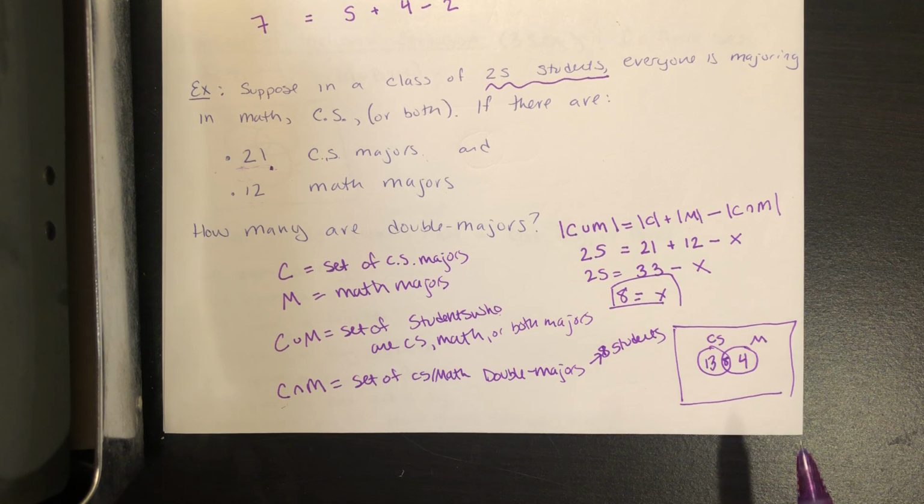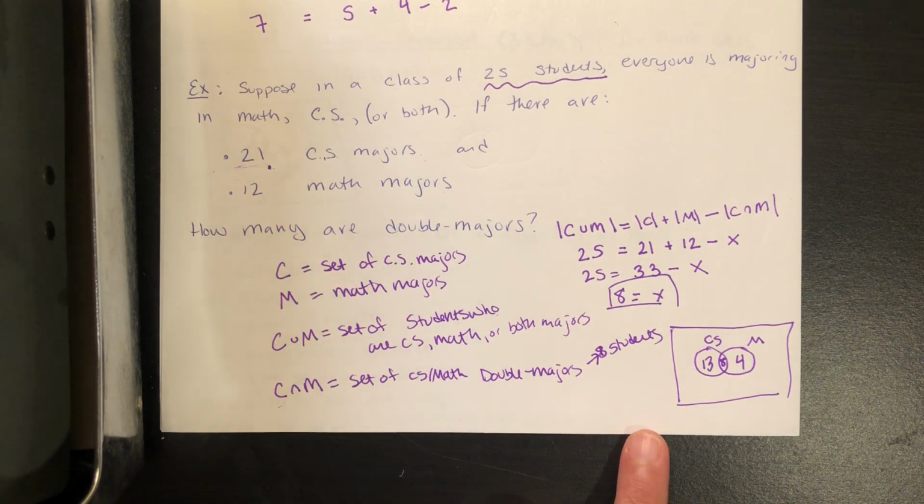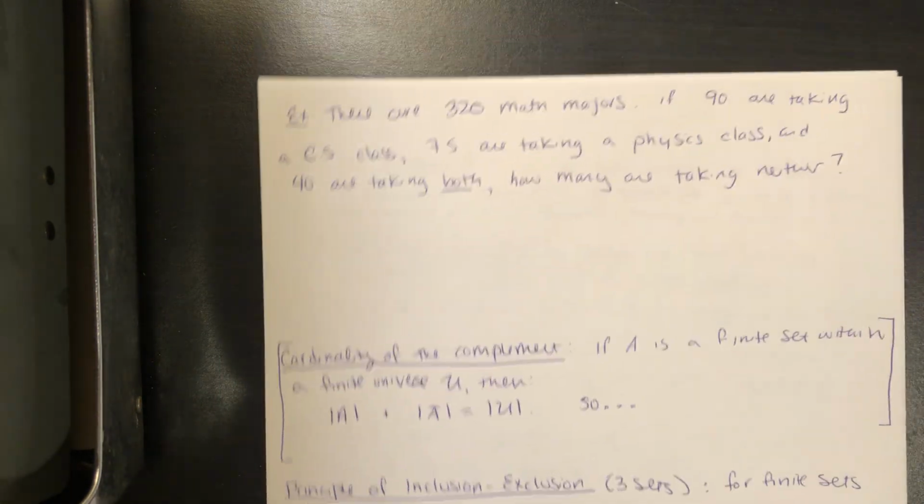If we wanted to fill in this Venn diagram right off the bat, we wouldn't necessarily know how to split up these 21 students and these 12 students without using the principle of inclusion-exclusion. So let's look at another example.